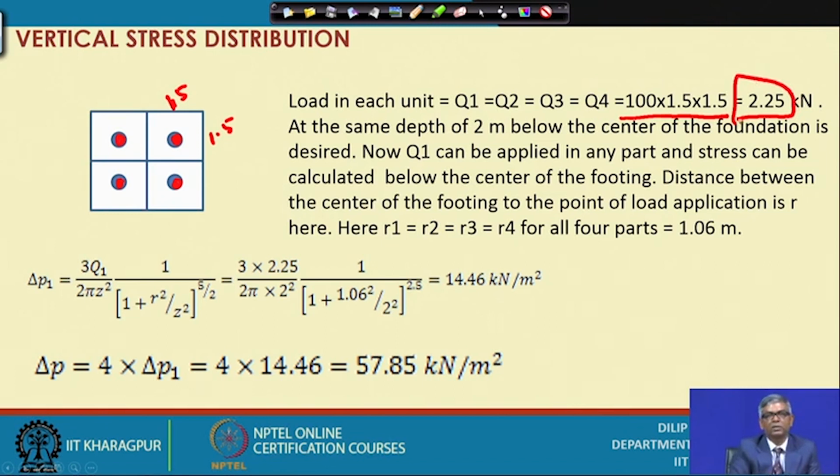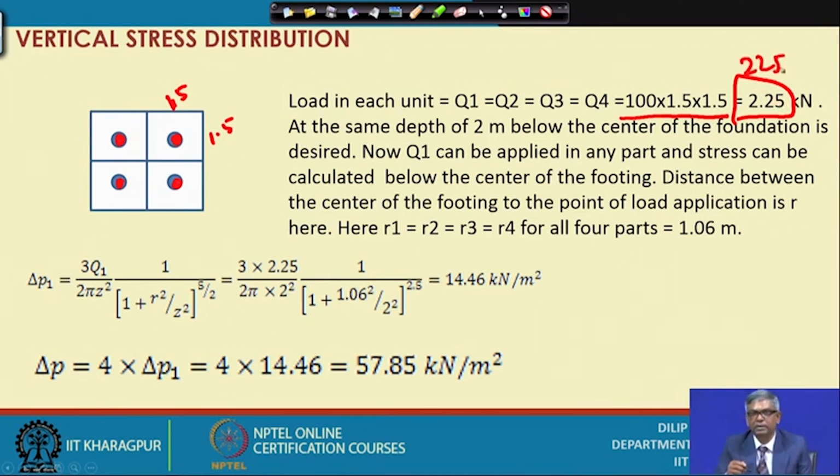And since I have divided into 4 parts, obviously the load acting on this part will be 1/4 of that. That means 900 was the total, so it will be 225 kilonewton.